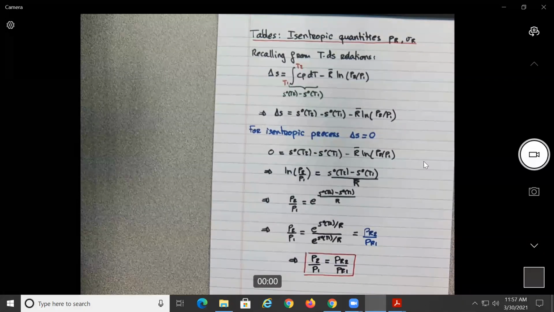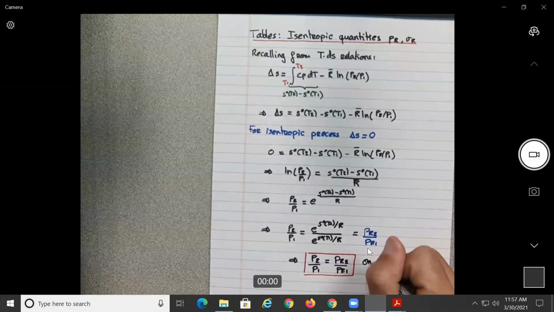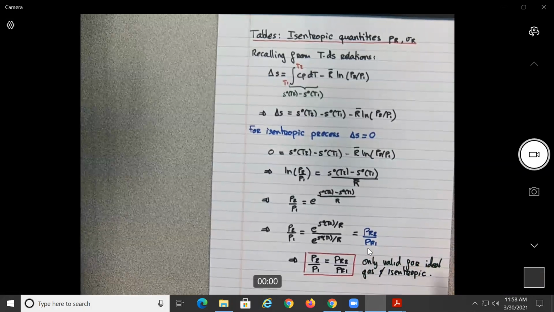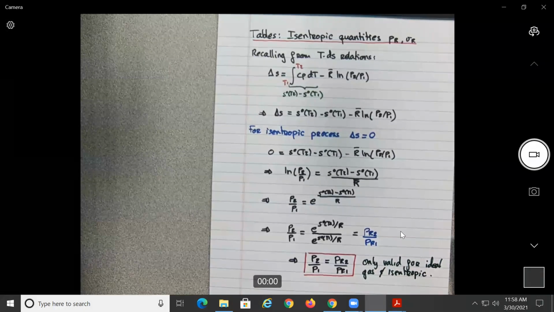So again, remember, this is only valid for what? For ideal gases and isentropic process, no? So let's put it here. Only valid for ideal gas and isentropic. And you will see how this is used in a problem.